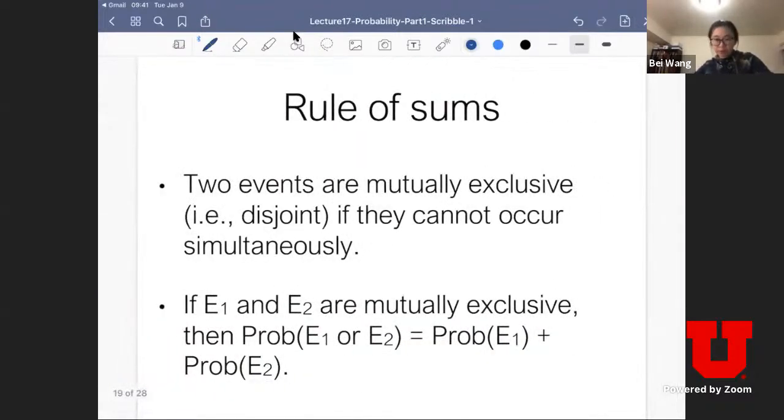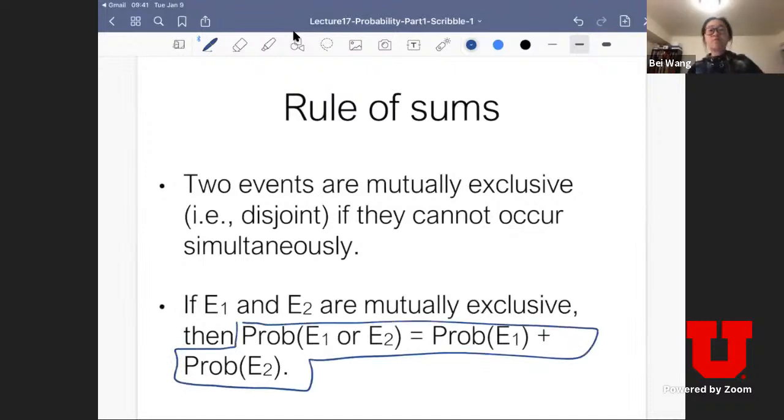Let's look at a few more rules. If I have two events that are mutually exclusive, meaning that they are disjoint, or that they cannot occur at the same time, then the probability of event 1 or event 2 occurring is the probability of each of the events added together. The most important thing to use the rule of sums is to prove, or at least understand, that event 1 and event 2 are mutually exclusive. That means they cannot happen at the same time.